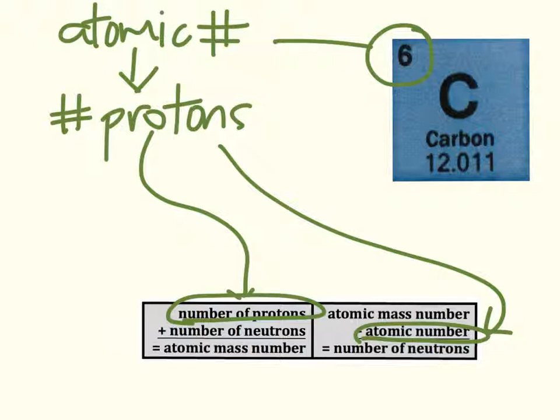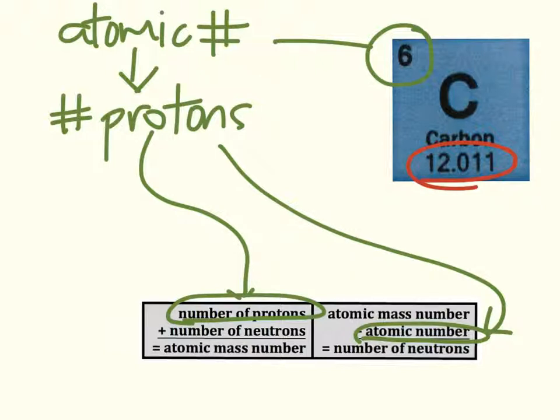Now the other one is the atomic mass number. As we talked about before, this number down here is the atomic mass number. You will notice that it's not a whole number, and it rarely is on the periodic table. It usually has some decimal places, and the reason for that is that there's not the same number of neutrons in every single atom of, say, carbon.